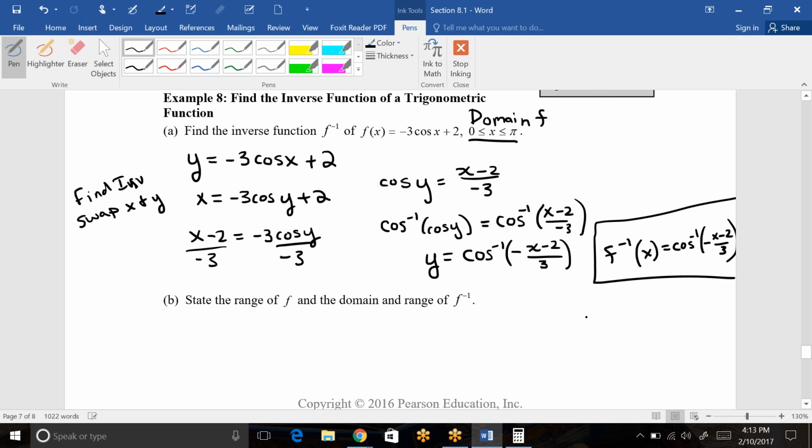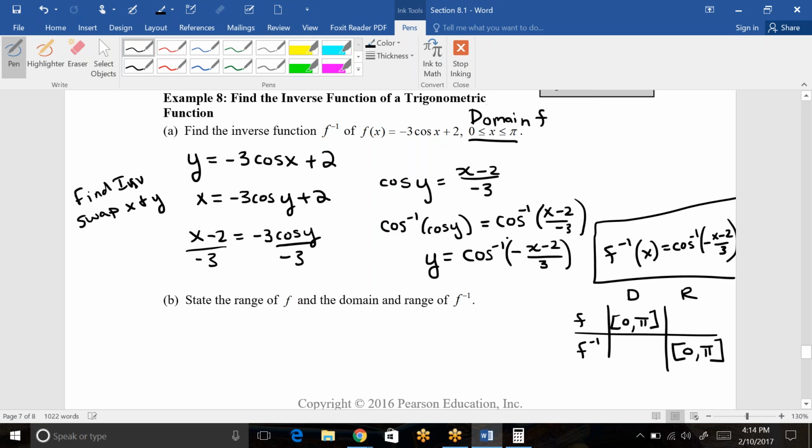So sometimes I like to organize myself in a chart. F inverse, domain, and range. This is 0 to pi. Okay, which means if you remember anything about inverses, we learned this a minute ago when we first defined all this, the domain of the original is the range of the inverse. So I already know the range of this. It's exactly the same except they've swapped for the other function.